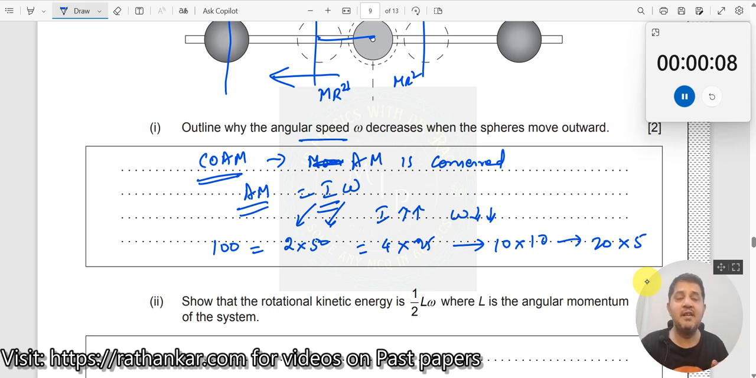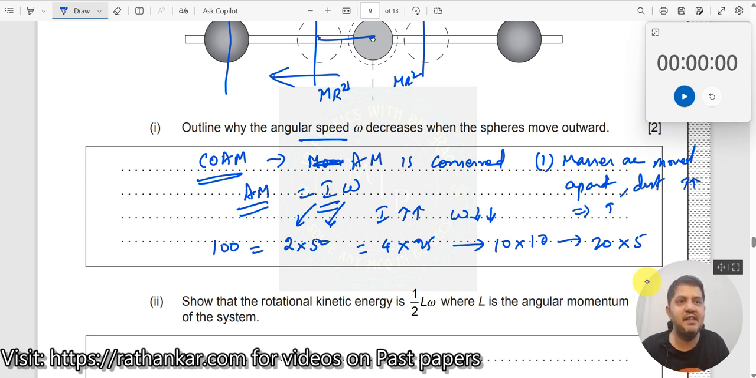So you should write both the conditions. What should you write here? First, when the spheres move apart, masses are moved apart and distance increases, so the consequence is moment of inertia increases. When moment of inertia increases, automatically the angular velocity should decrease because conservation of angular momentum is followed. You should write so much.